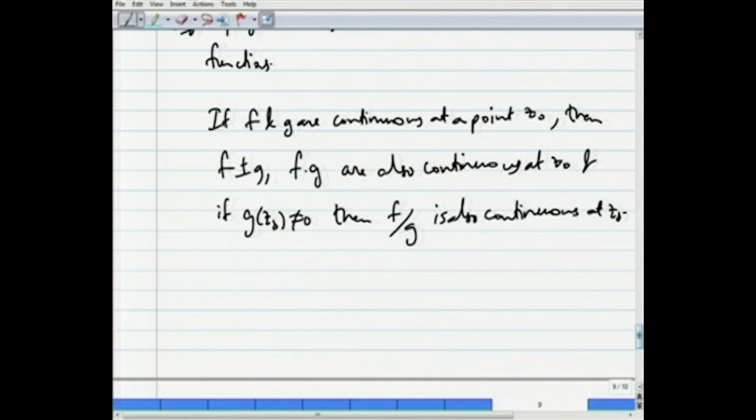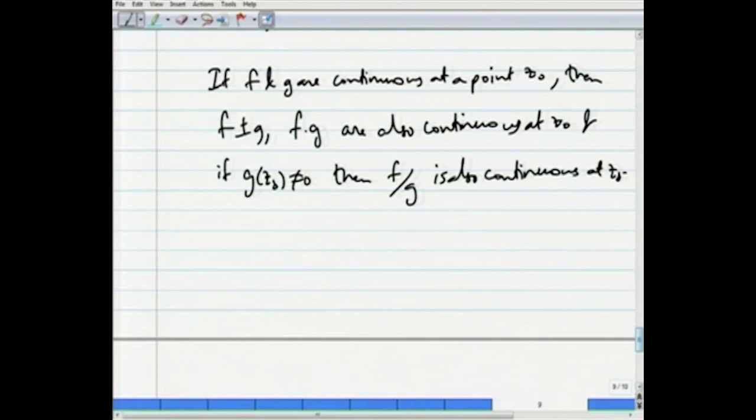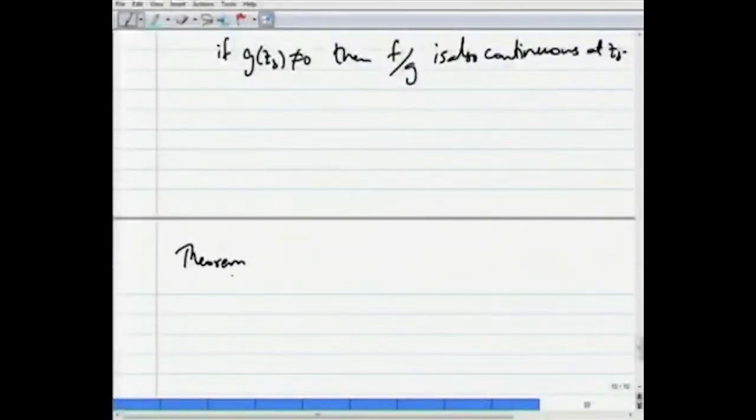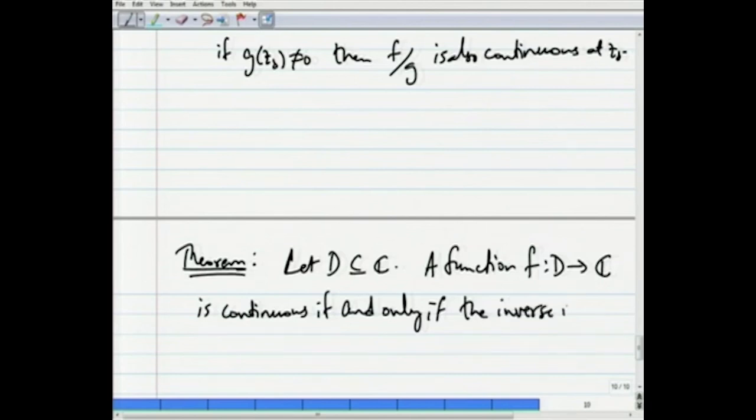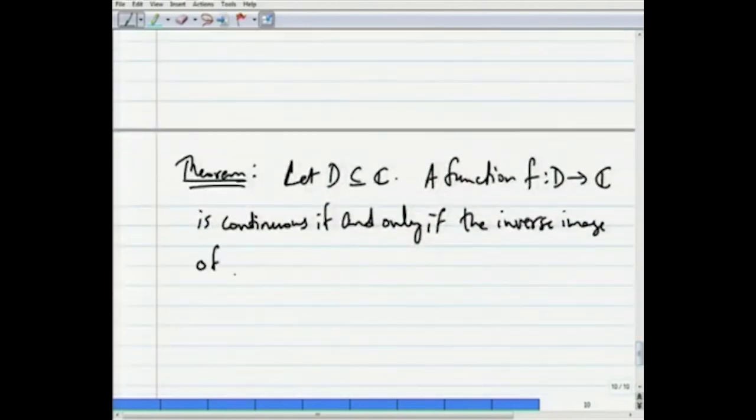So, next we will look at some important theorems for continuous functions which we are going to use during the course. The first of them gives an alternative characterization of continuous functions. Let D be a subset of C. A function f from D to C is continuous if and only if the inverse image of an open set in C is open in D.